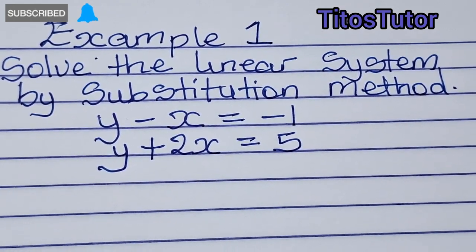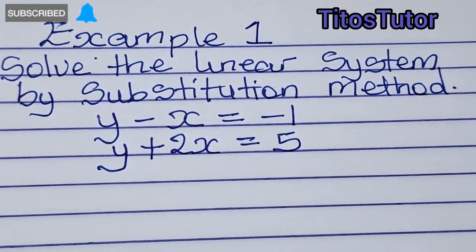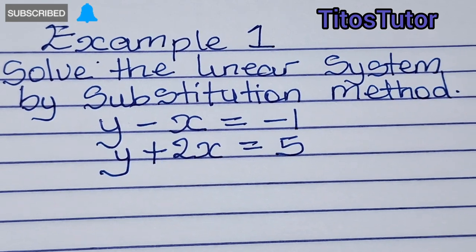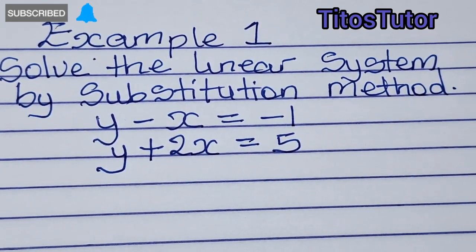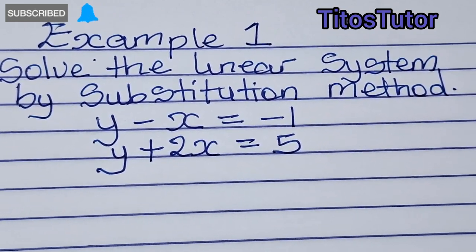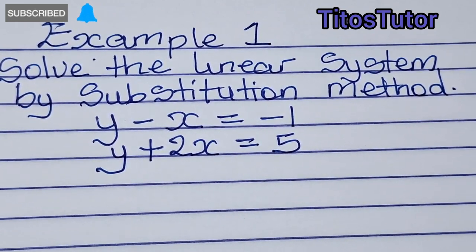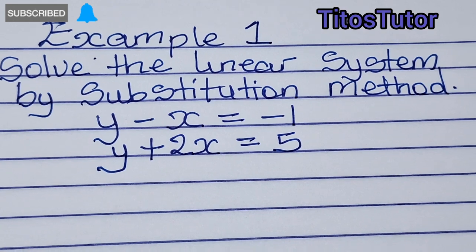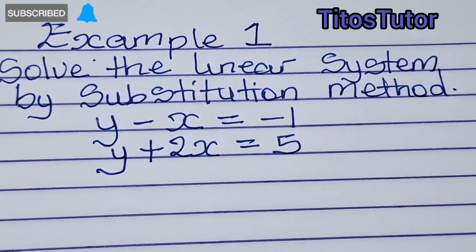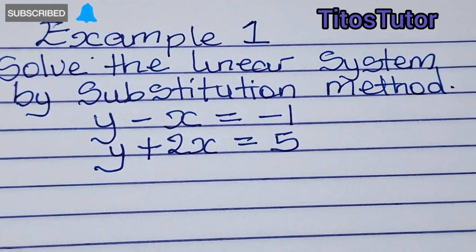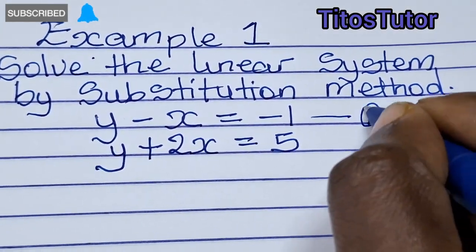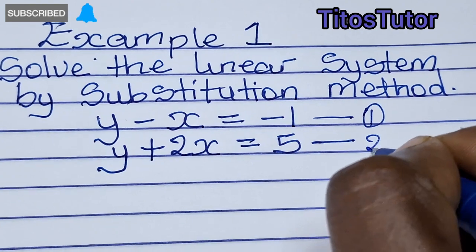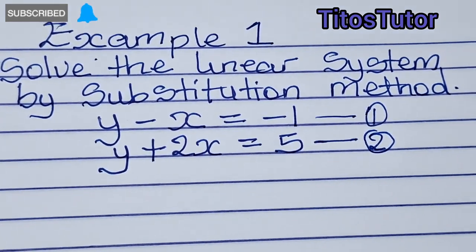Okay, so this is our first example, and it says solve the linear system by substitution method. My first equation is y minus x is equal to -1. The second one is y plus 2x is equal to 5. So I can say this is my first equation and this is my second equation.